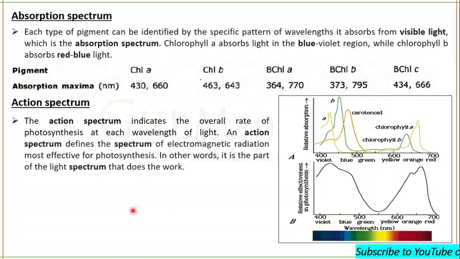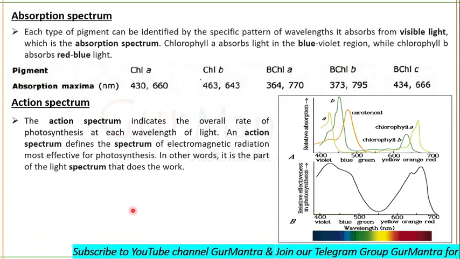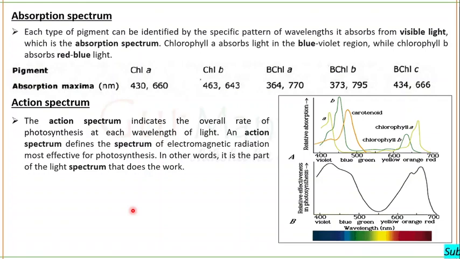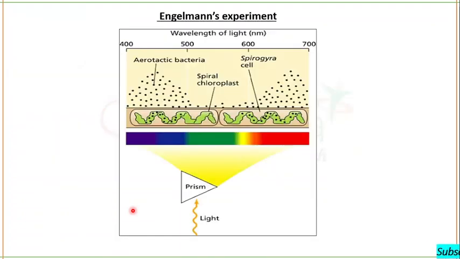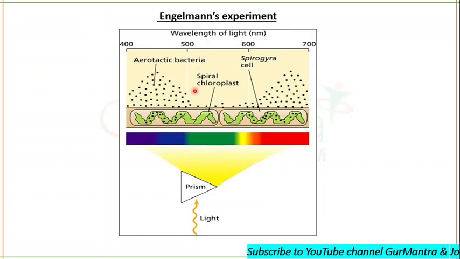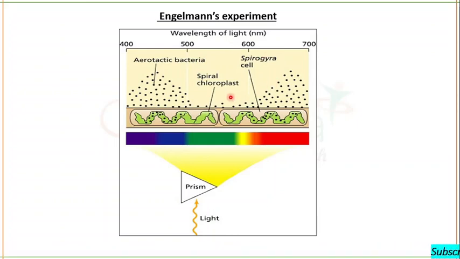Okay, and at that particular wavelength of light, there will be the process of photosynthesis, and at some wavelengths we will see more photosynthesis, and at others we will see less photosynthesis as well. This is the Engelmann experiment. It shows us in which light there is maximum photosynthesis.